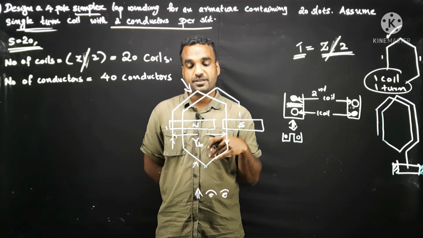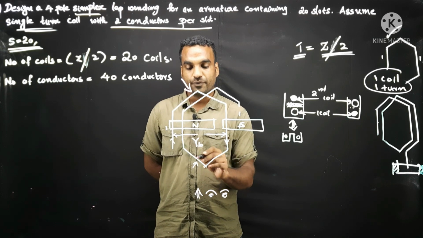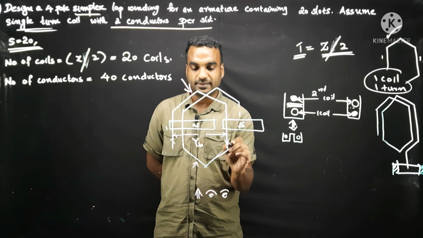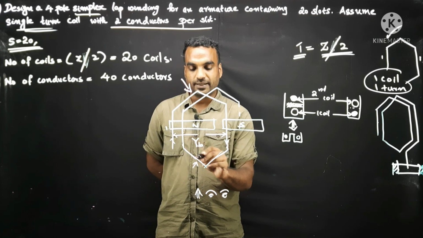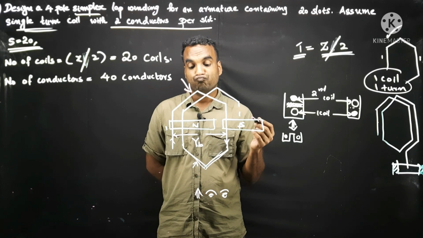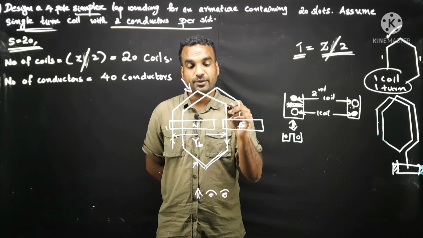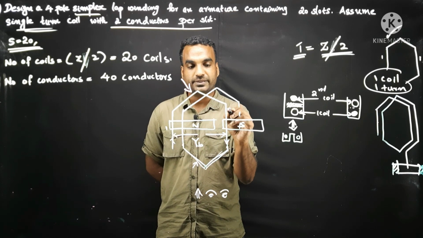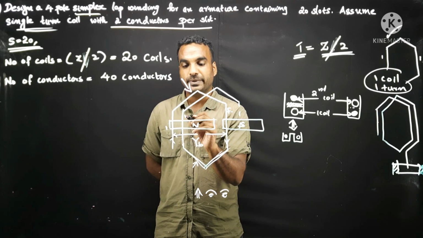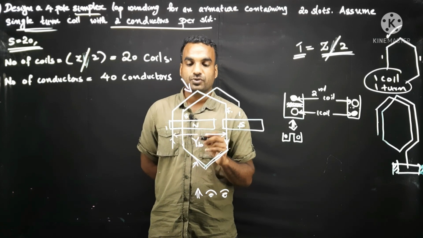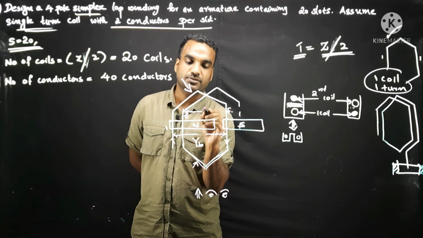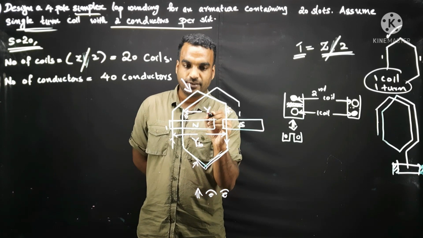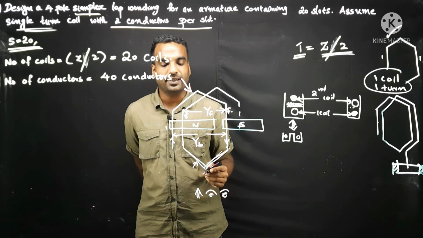And what is front pitch? You have to check the distance between the front end connections, this conductor and this conductor. This is the front end connection. This is the front end connection. So this is finishing end of first coil and beginning end of next coil. This is finishing end of one coil. This is beginning end of the second coil. So the distance between these two conductors, this is known as front pitch YF, because it is connected with the front connection.